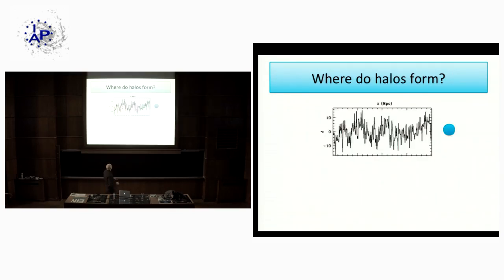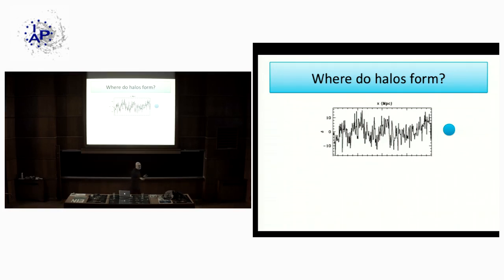The second question is, where do halos form? Let's do a simplified version. Here is a one-dimensional random field that is supposed to mimic the overdensity in the universe. Here you have distance in some arbitrary units, and this overdensity field is basically a random field with some particular power spectrum. And now you want to put your finger on the regions that will give rise to halos of, let's say, this size.